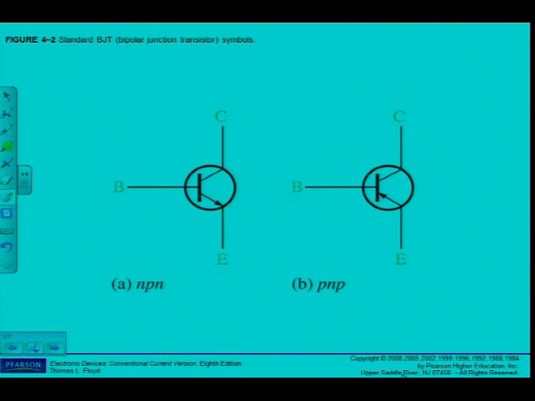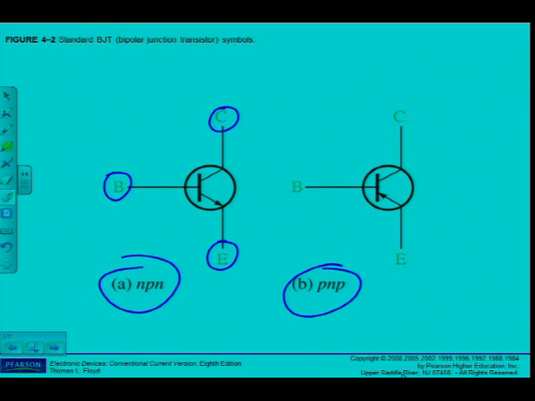Alright, then of course this is important. You have to know the standard BJT symbols. Here we can see the symbol for the NPN: collector, base, and emitter. You can see that the arrow is pointing outwards for the NPN at the emitter, and here's the PNP's symbol: collector, base, emitter, but the arrow is pointing inwards towards the base in the case of the PNP.